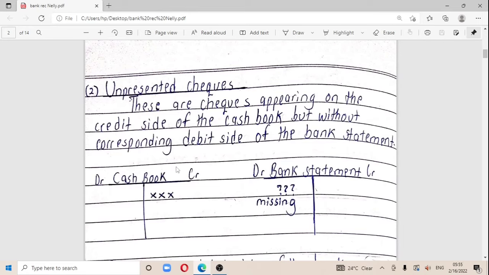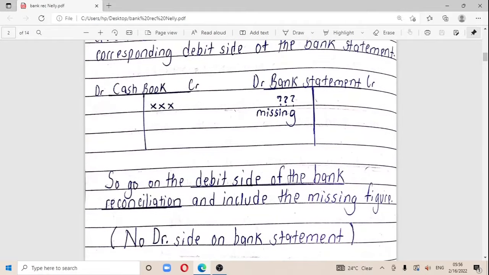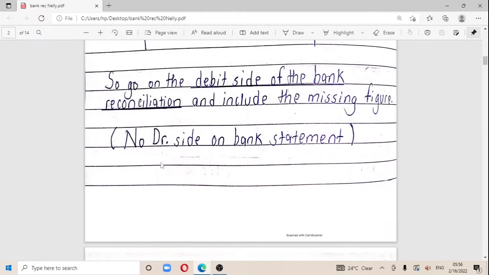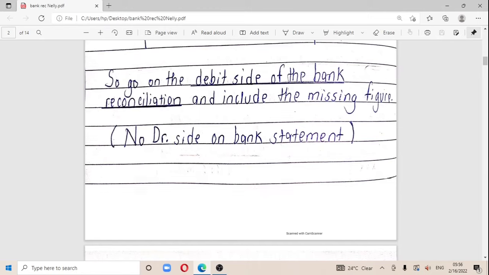And this is how it will appear. If you're having a cash book in your question, it will appear on the credit side, and when you come to the bank statement, it will be missing. So you can term that as an unpresented check. You'll have to go to the debit side of the bank reconciliation statement when you're solving it, and you include the missing figure. So make sure you get familiar with these short terms: no debit side on the bank statement.